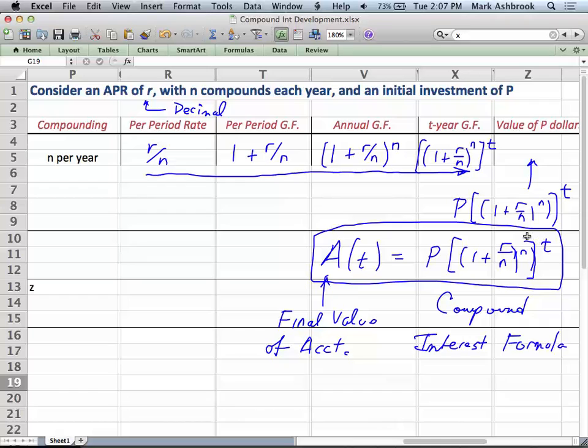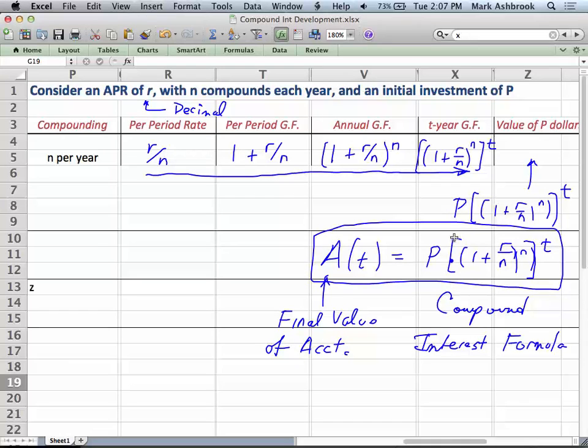3. Hamid, tell me which ones they are. 1 plus R over N. Which growth factor is that? It's not a rate. The period growth factor. The period growth factor raised to N is the annual growth factor. That's the 1 year growth factor, right? The annual growth factor raised to T is how many years we have? When you raise it to the T, you get how many years?